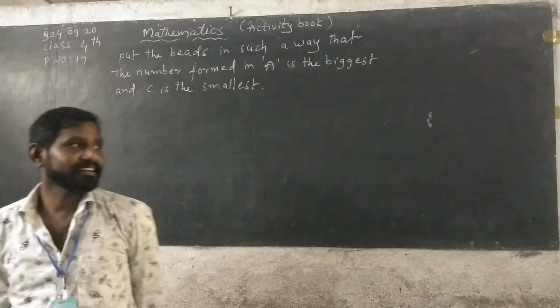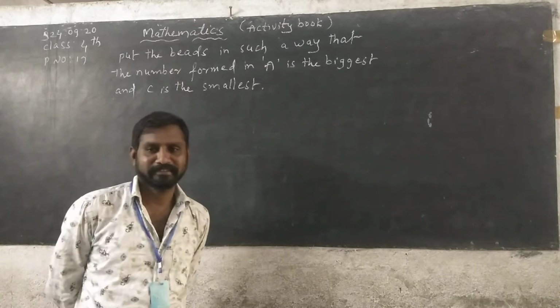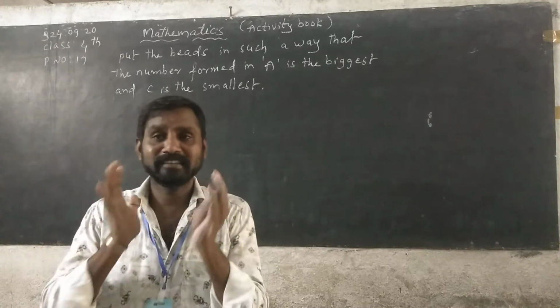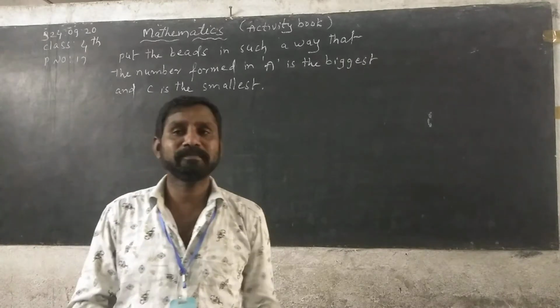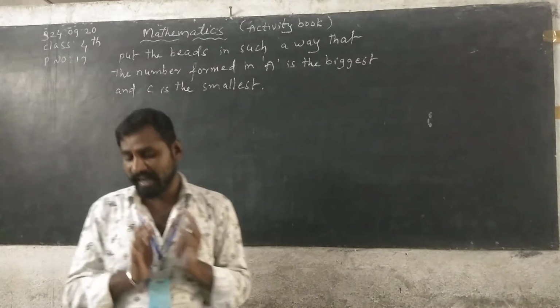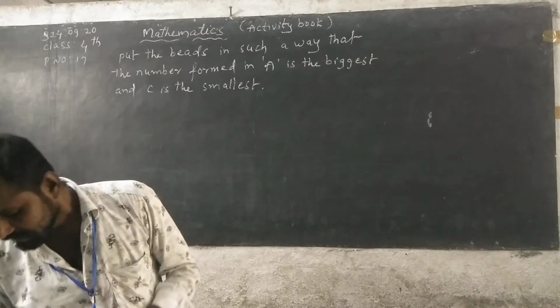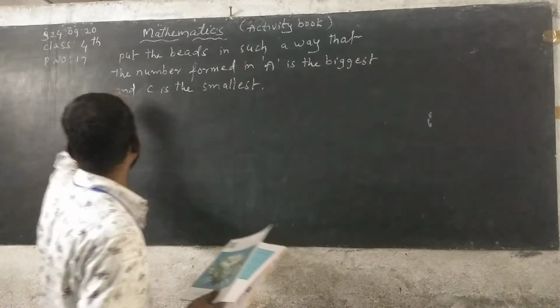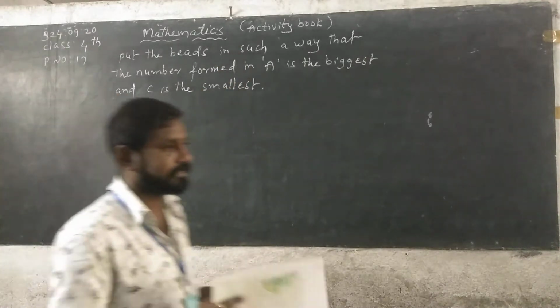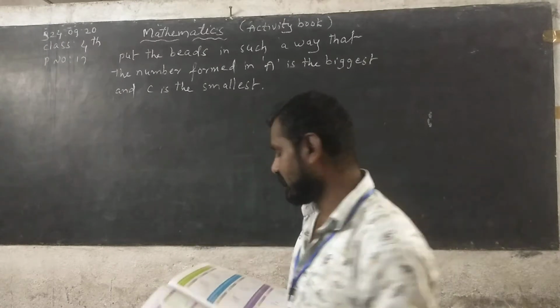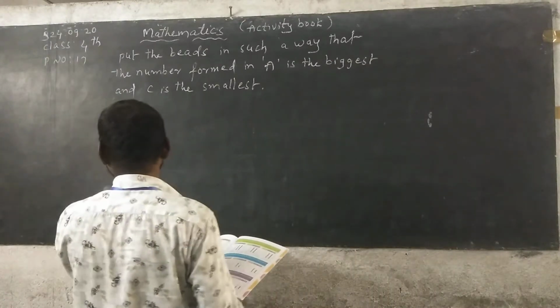So, today, very important topic. Everybody listen carefully. Here in this problem, some conditions are given in your activity book. See, activity book, page number 17. Everybody open. Now, I am drawing numbers here. Listen carefully.